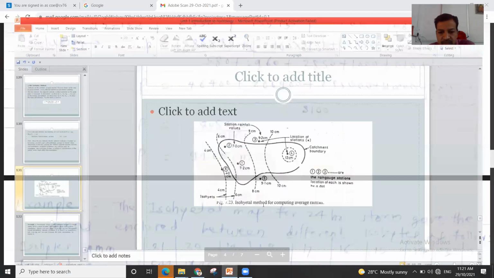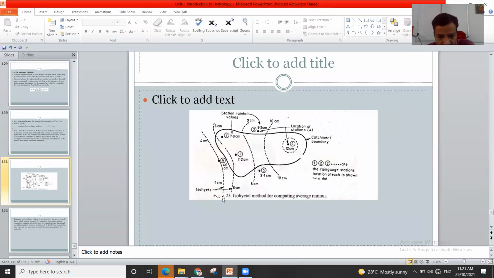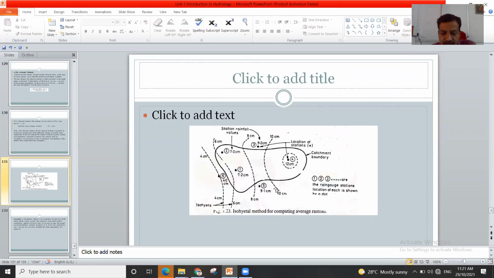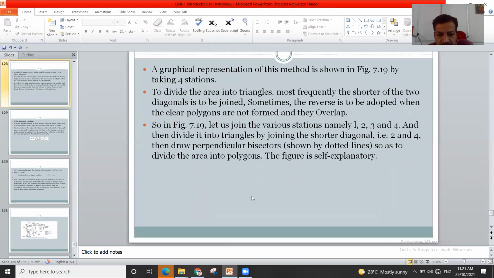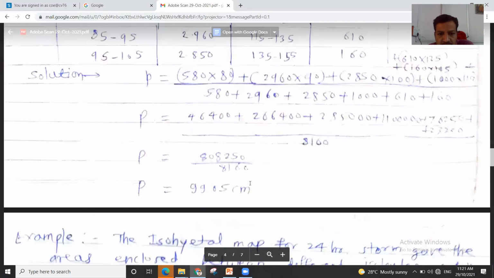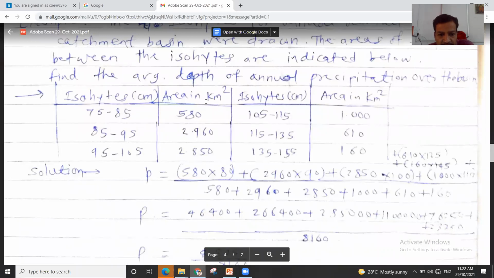तर हे डायग्राम याप्रमाणे तुम्ही दाखवू शकता. आयसोआइट्स, व्हॅल्यू किती आहे? You can give the names 1, 2, 3 to each rain gauge station. So you have to draw these isoheights. You have to indicate the values of isoheights and the precipitation area and its isoheights in centimeter.